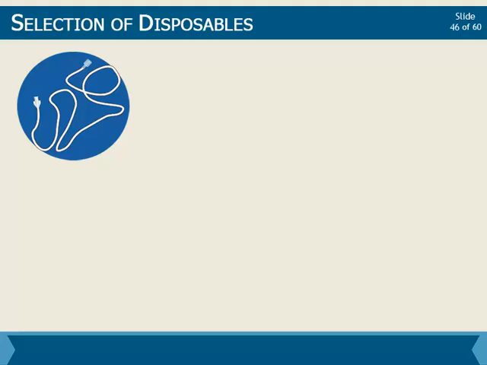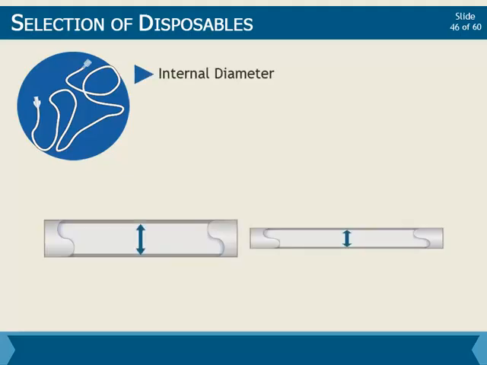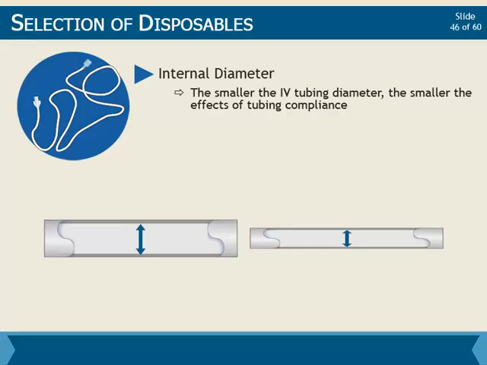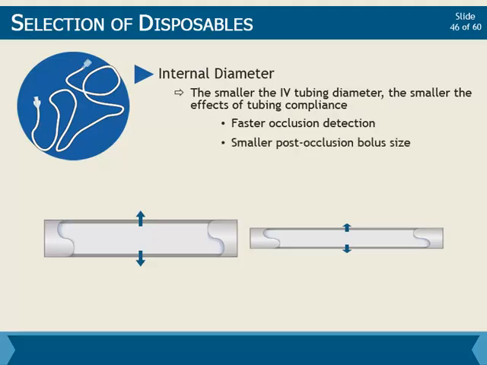One important element to IV tubing is its internal diameter. The smaller the IV tubing diameter, the smaller the effects of tubing compliance. As a result, there are benefits of using narrow diameter tubing, such as faster occlusion detection, smaller post-occlusion bolus size, and smaller flow deviations following height changes.